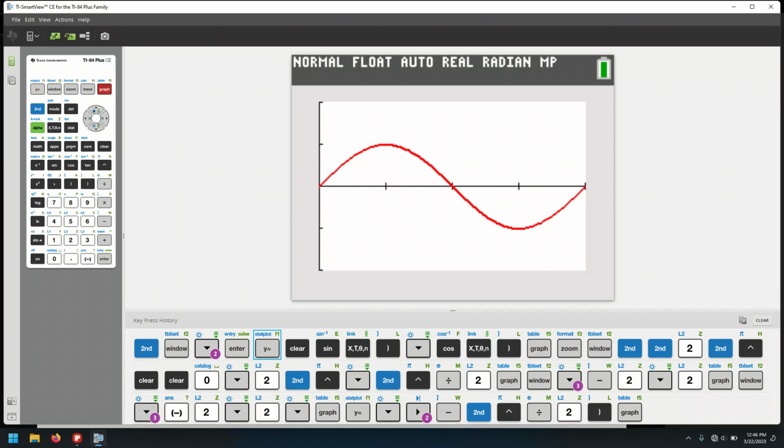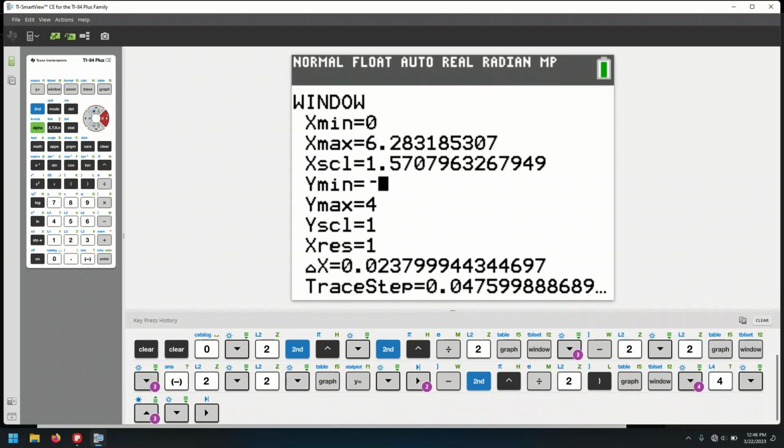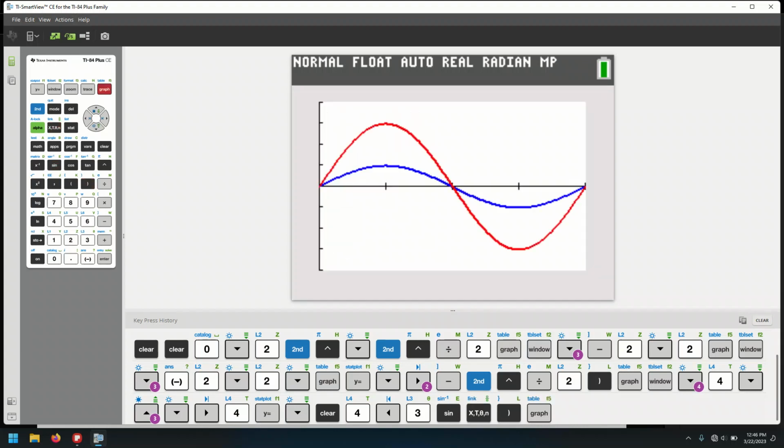Well, how about we see this on the graphing calculator? Let me increase the window to negative 4 to 4. That way we can, okay, let me do sine, right? Let me clear, actually 3 sine x, and graph. Do you see that vertical stretching?